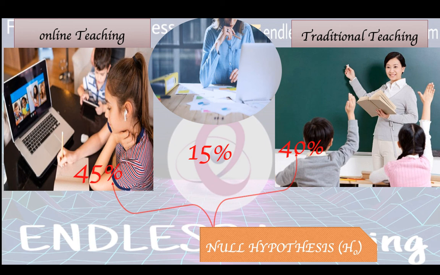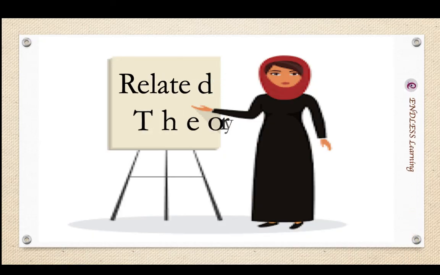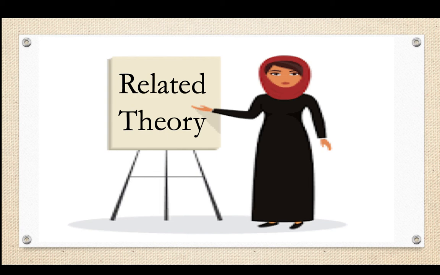And in case the review of related literature indicates some direction, as in the previous example, the hypothesis should be formulated in the directional form only. The direction has to be reflected by this review of related literature. Remember it, it is the review of related literature, not the review of literature. And next we will discuss the related theory.